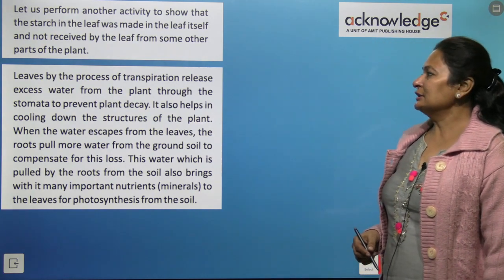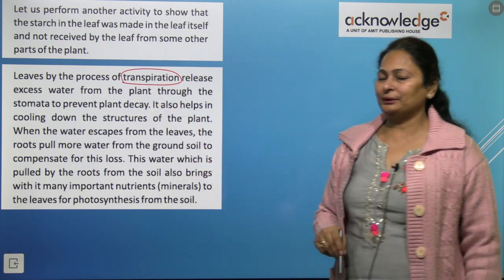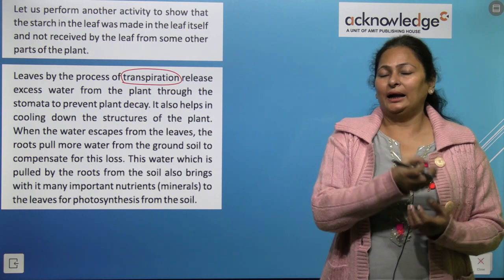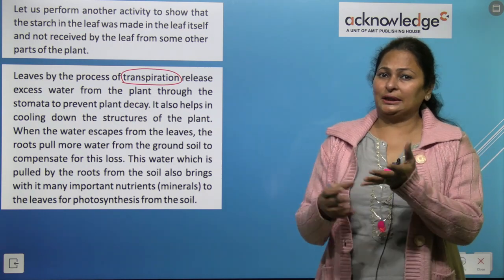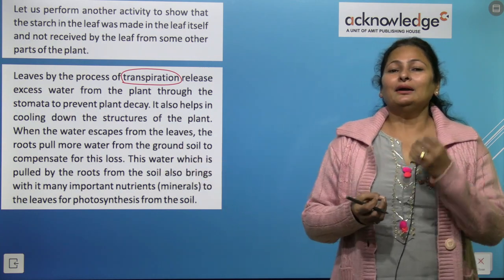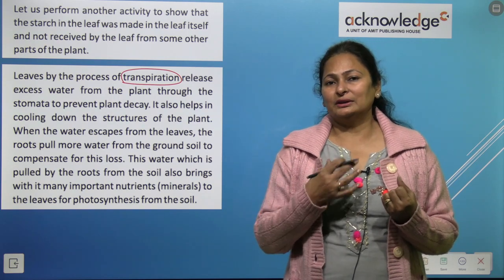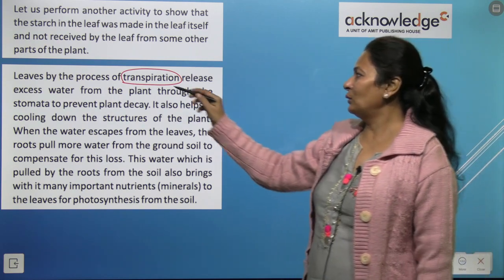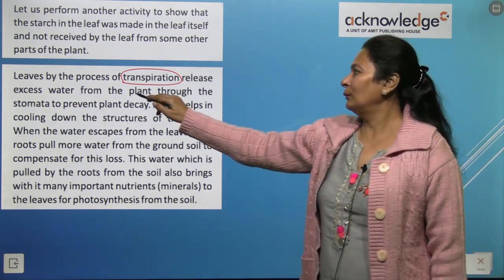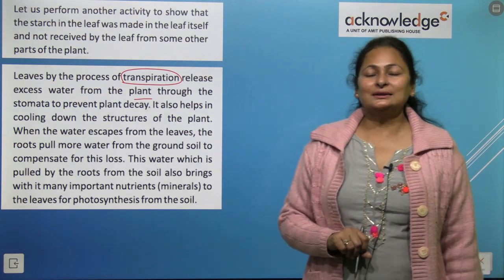Leaves also perform the process of transpiration. Now what is transpiration, kids? Transpiration means the water is absorbed by the roots and it is transported to the stem. The stem transports it to other parts of the plant, but this water gets evaporated also with the sunlight. So this process is called transpiration. It releases extra water from the plant through the stomata to prevent plant decay.